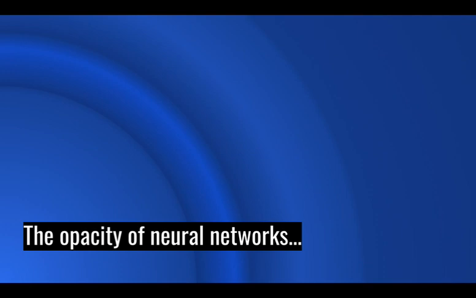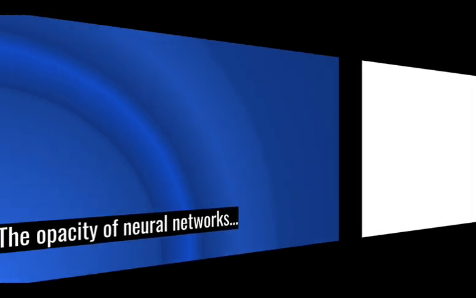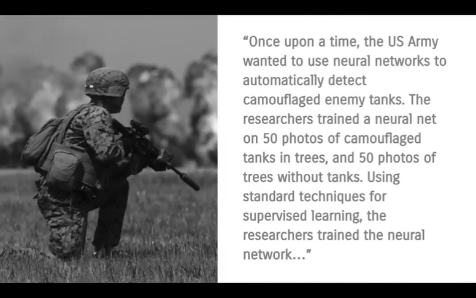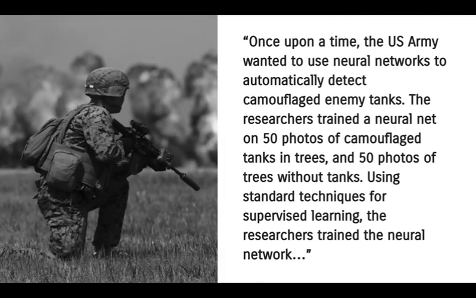So I will tell you a story that explains how we don't really know exactly what's going on inside of neural networks. We just know that it works. Okay, from the slides. Once upon a time, the U.S. Army wanted to use neural networks to automatically detect camouflaged enemy tanks. The researchers trained a neural net on 50 photos of camouflaged tanks in trees and 50 photos of trees without tanks. Using standard techniques for supervised learning, the researchers trained the neural network.